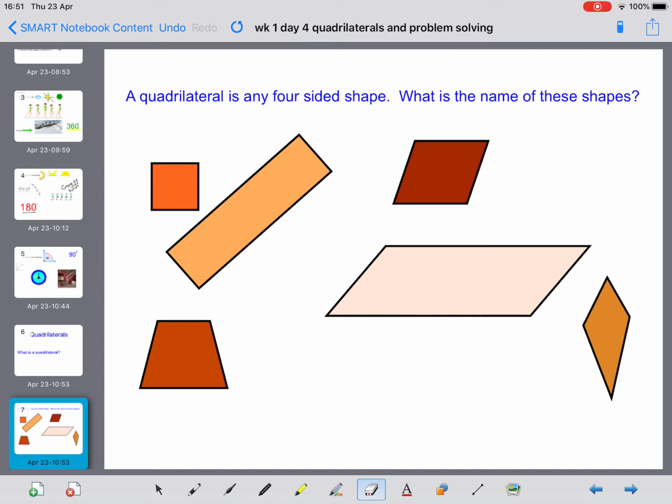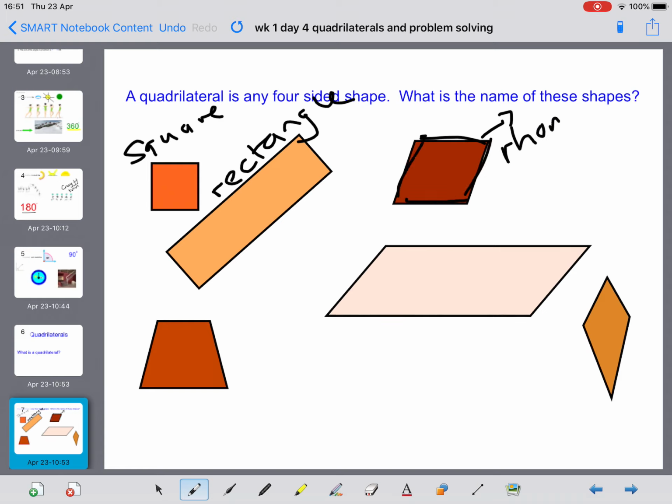What's the name of these shapes? So have a look at them, have a think. What's this one? It's easy. That was a square, obviously. And I think the one next to it you should all get. It's a rectangle or an oblong. What about this one? So if all the sides are the same length, this is a rhombus.